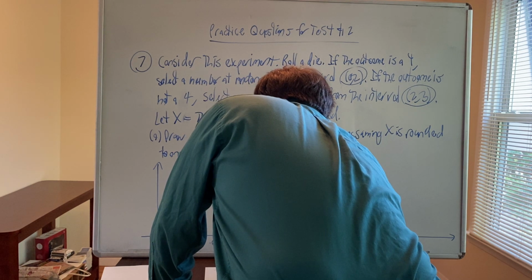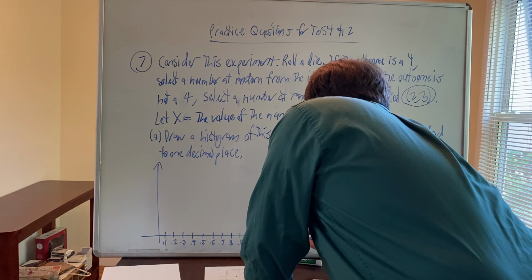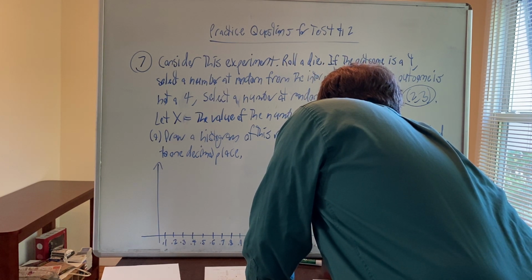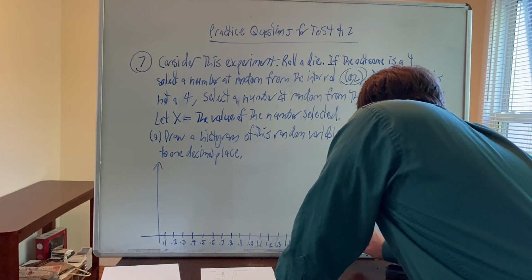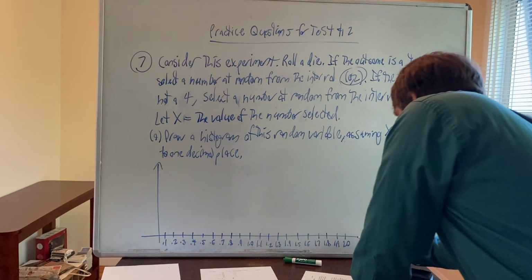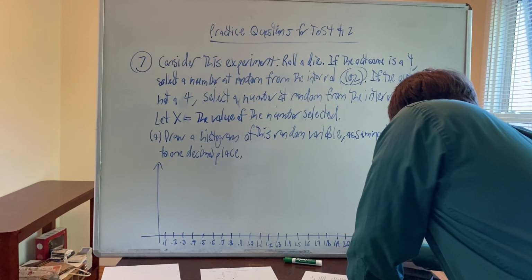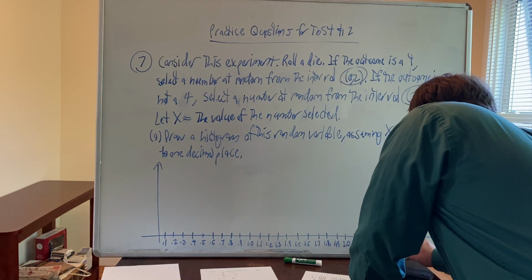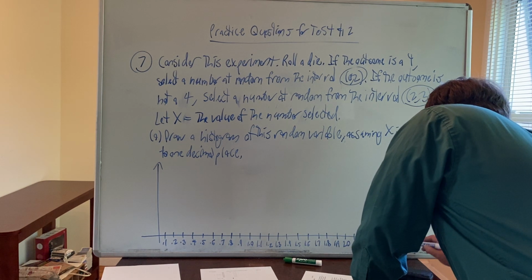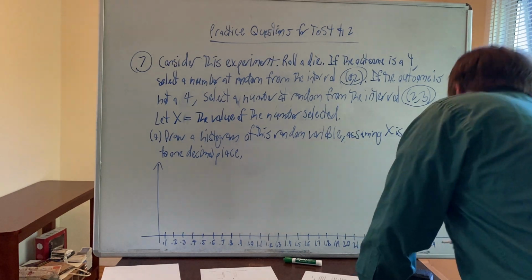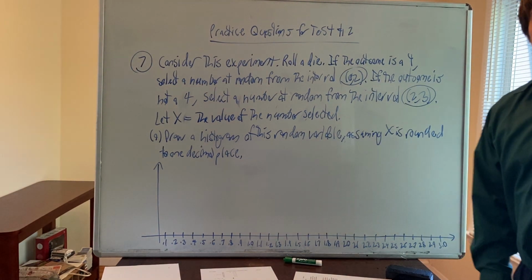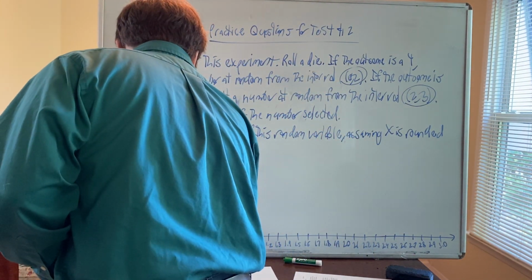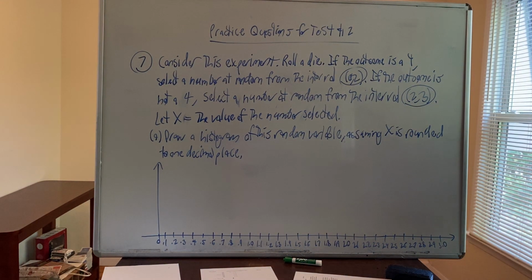1.1, 1.2, 1.3, 1.4, 1.5, 1.6, 1.7, 1.8, 1.9, 2.0, and then between 2 and 3, it could be 2.1, 2.2, 2.3, 2.4, 2.5, 2.6, 2.7, 2.8, 2.9. X is rounded to 1 decimal place. So if it's rounded, it could be rounded to 3. It could be like 2.999 rounded to 3.0, and it could be 0.00001, and it could be rounded to 0. So we'll include 0 in this.